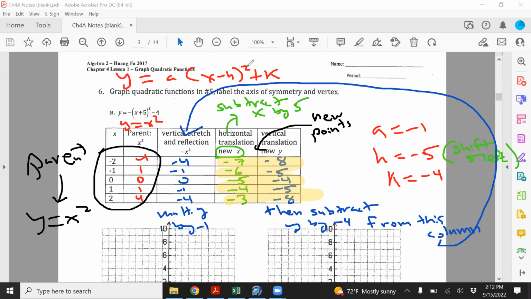I'll write on the board actually. That's not one thing in the video, but because everyone's here. So h impacts x only. A and k impact y. Do A first, then K. You do the A first because of PEMDAS, right? And A means multiply, K means add or subtract.